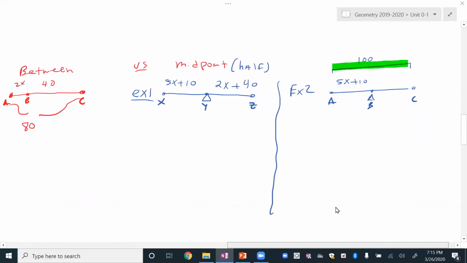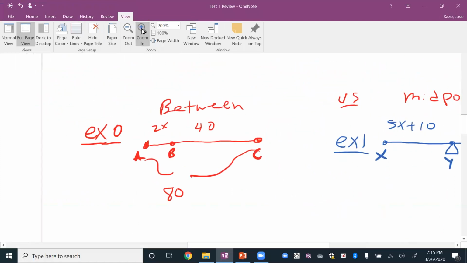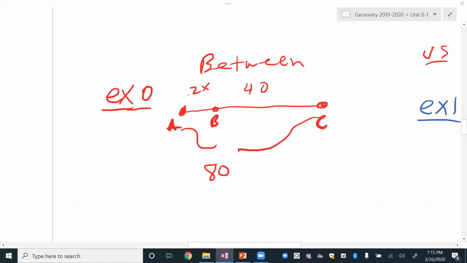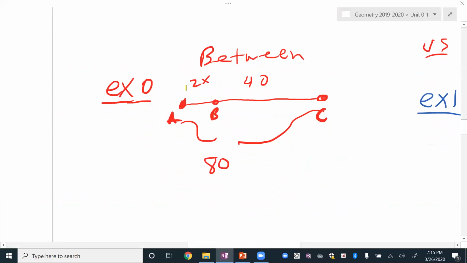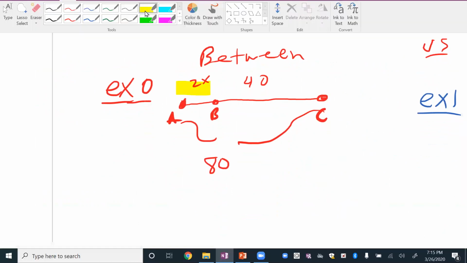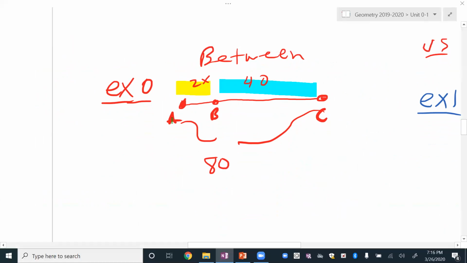Now, you have different types of problems to work with. So let's focus on the first one. Example 0. So between, I use yellow and blue equals what color? Yellow plus blue equals the color green. So this is considered green.